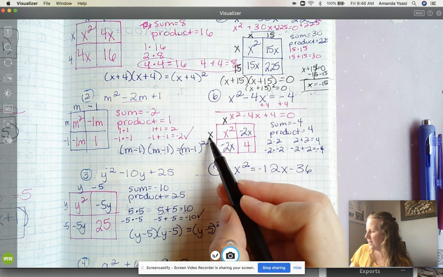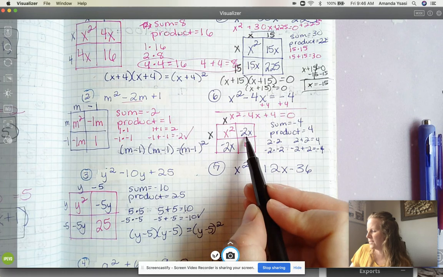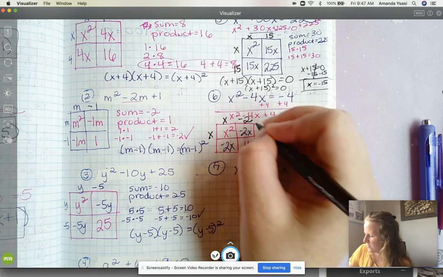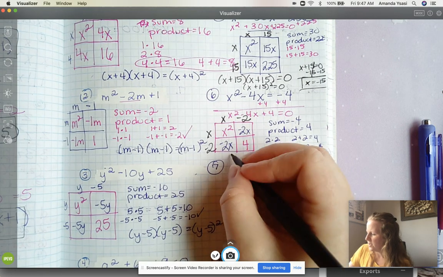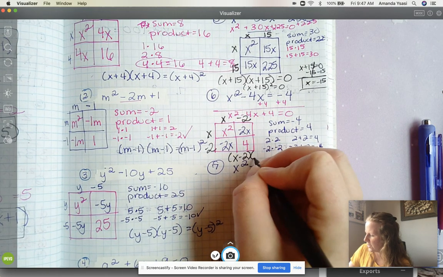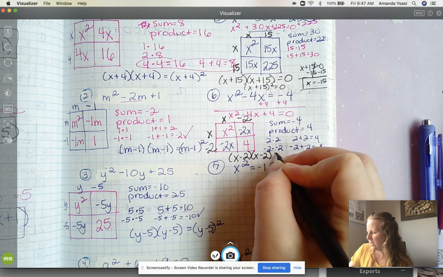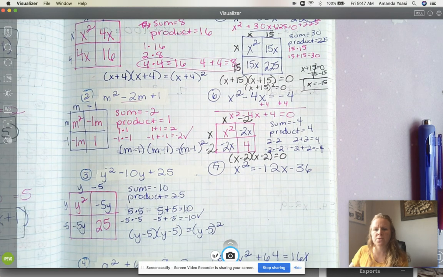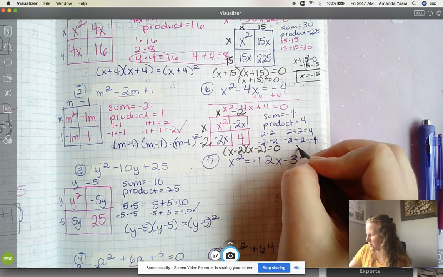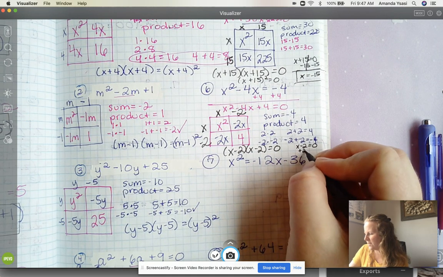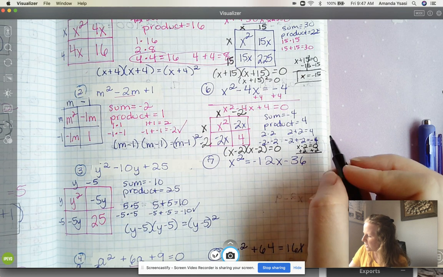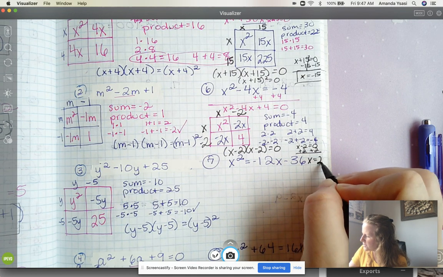And then x times what gets -2x, and that's a -2. X times what gets negative 2? That's negative 2. So it's x minus 2, x minus 2 equals 0. So in order to solve that, I just solve one of them. So x minus 2 equals 0. I'm going to add 2 to both sides. And I get x equals positive 2.